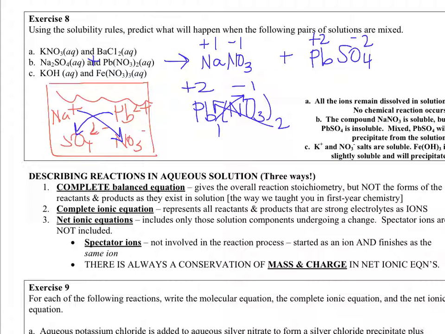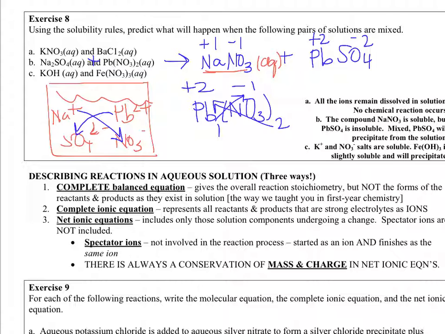So now we need to look at our products and see if they are soluble or insoluble. Let's first look at this formula here, sodium nitrate. First of all, I have a group 1 metal. If it's a group 1 metal, it's soluble, it dissolves. I also see nitrate. Nitrates are all soluble. So this is an aqueous. This will remain as ions in solution.